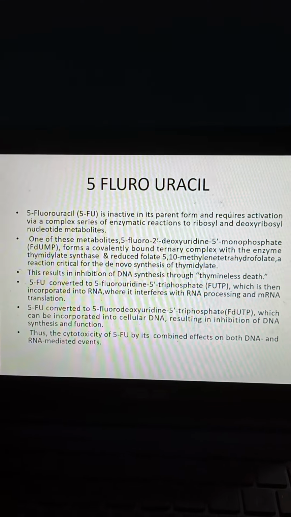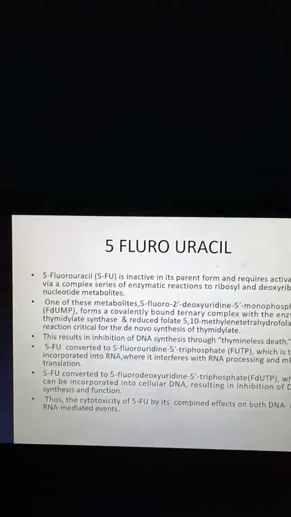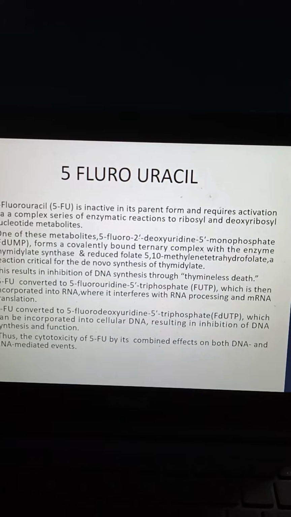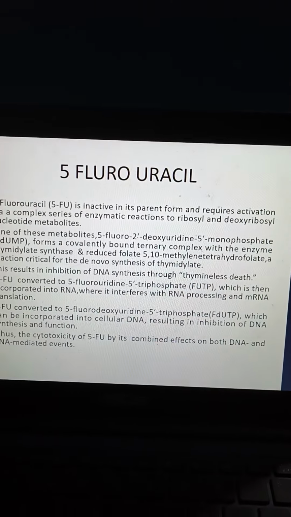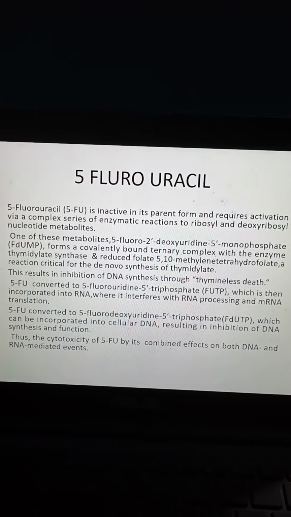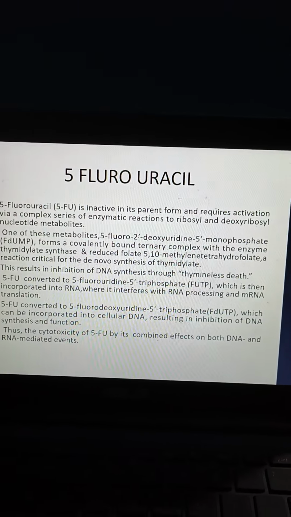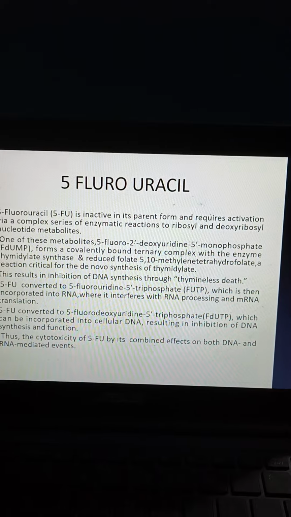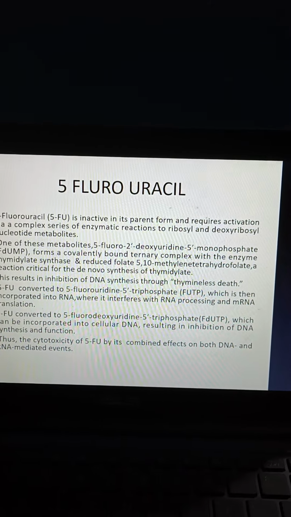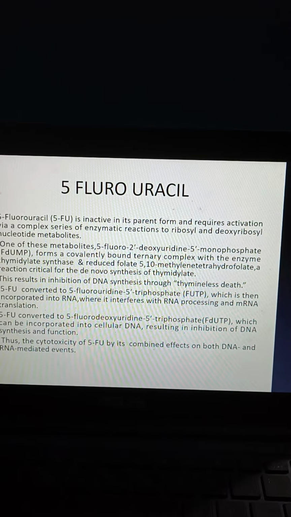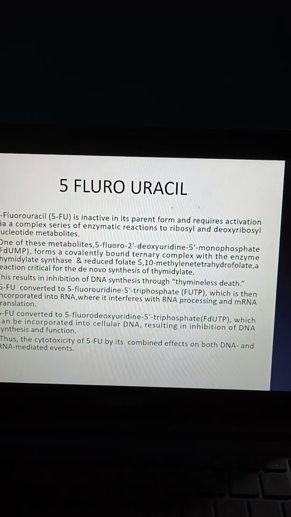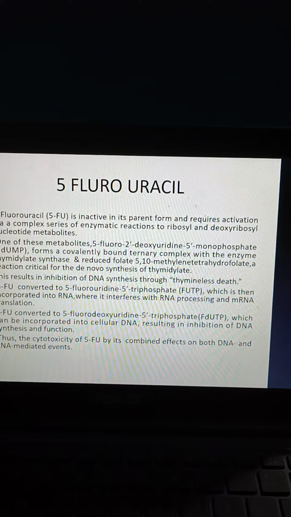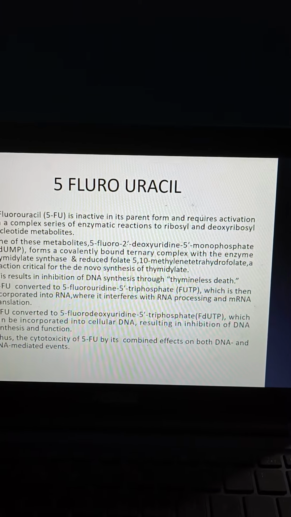Then coming to 5-fluorouracil. 5-fluorouracil is inactive in its parent form, and it requires activation via a complex series of enzymatic reactions to ribosyl and deoxyribosyl nucleotide metabolites. One of these metabolites, 5-fluoro-2-deoxyuridine 5-monophosphate, FdUMP, forms a covalently bound ternary complex with the enzyme thymidylate synthase and the reduced folate 5,10-methylene tetrahydrofolate, a reaction critical for the de novo synthesis of thymidylate. This results in inhibition of DNA synthesis through thymineless death.